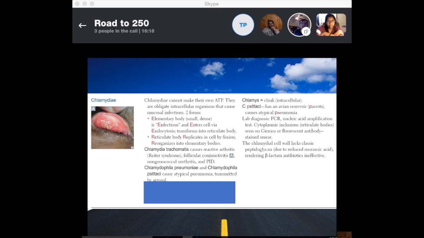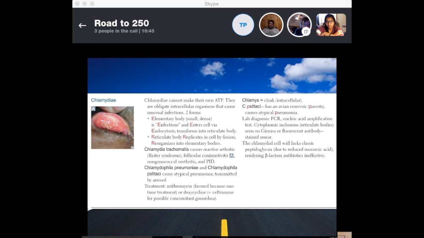So how might we treat this? Macrolide. Azithro specifically. Or doxy for a week. Right. And since we're treating for chlamydia, what might we also give a patient? Because we're also going to treat him for something else. Gonorrhea. So what will we give for gonorrhea? Ceftriaxone. There you go. Very good. So the reason we do this is because the cell wall lacks peptidoglycans, so any kind of beta-lactam antibiotic is ineffective. Anything else here?